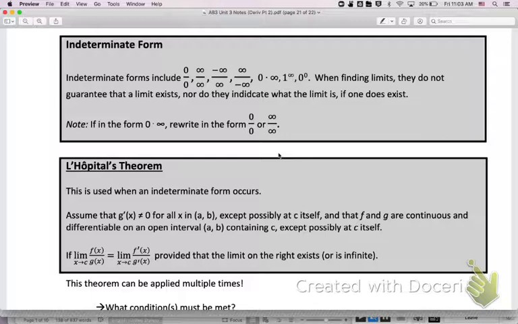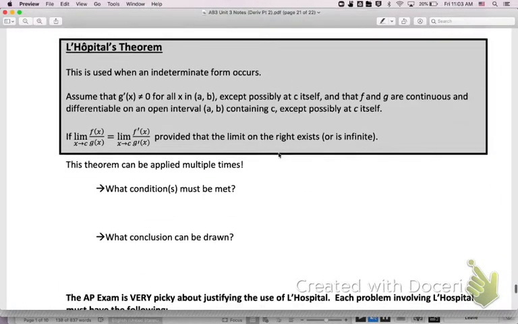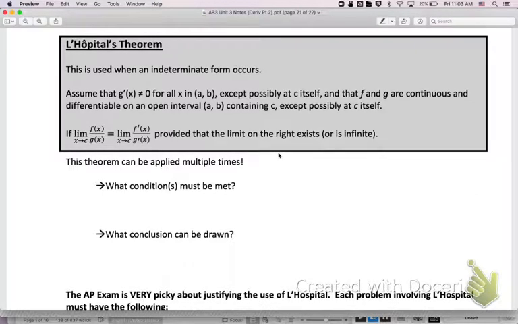Now, you can apply L'Hopital's theorem to all of these indeterminate forms, but in this class, we're going to focus on 2: when you get 0 over 0, or when you get some form of infinity over infinity. So it's really those first 4 that are up there. Some combination of negatives and positives when it comes to infinities, okay? So, L'Hopital's theorem is this. We use L'Hopital's theorem when an indeterminate form occurs.